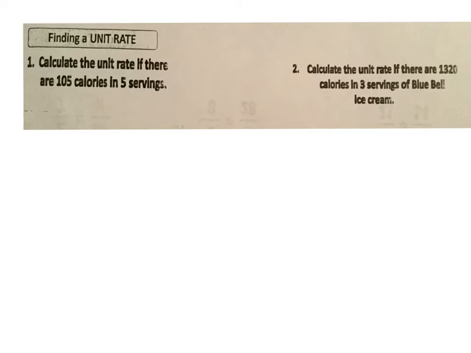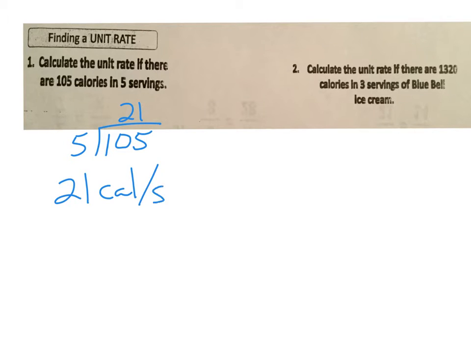So you then know that you are going to divide 105 by 5, and that gets you 21. Now write your final answer as 21 calories per serving.